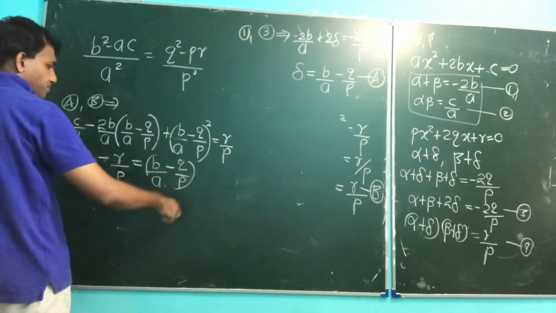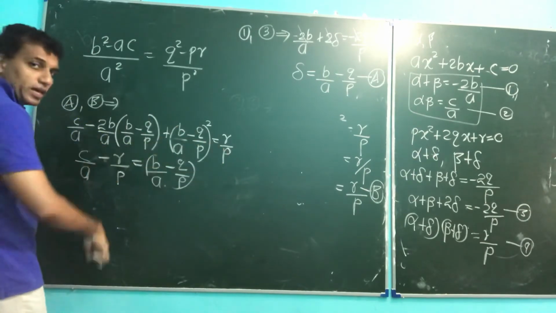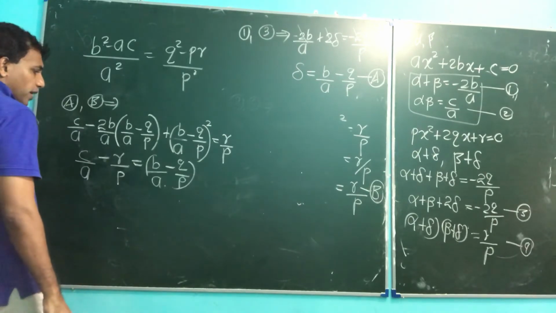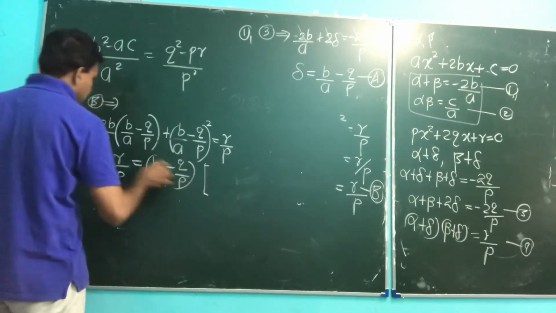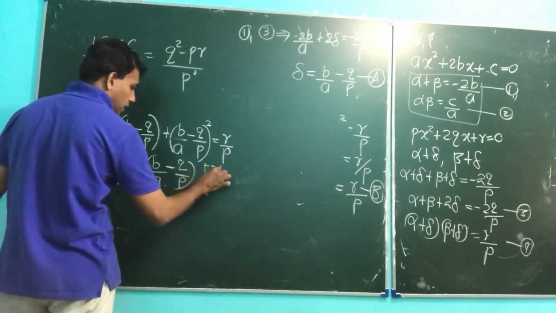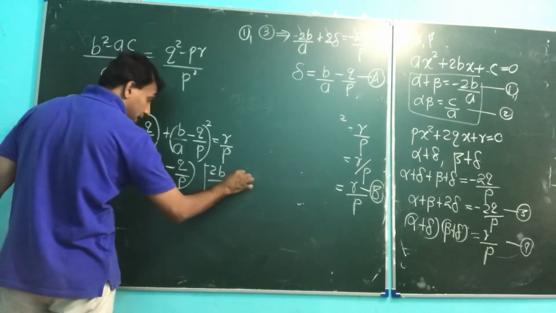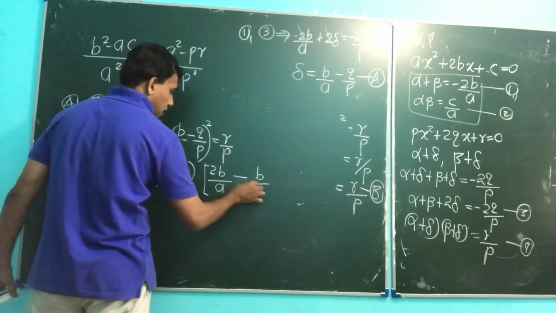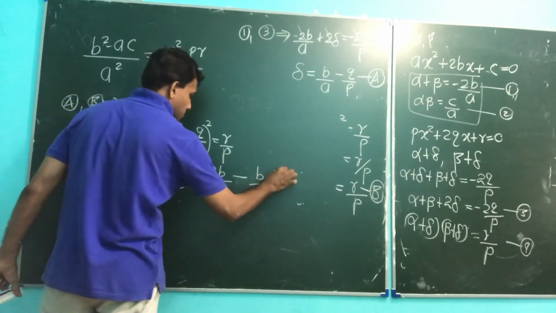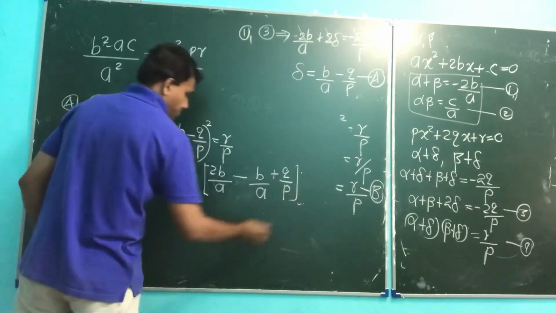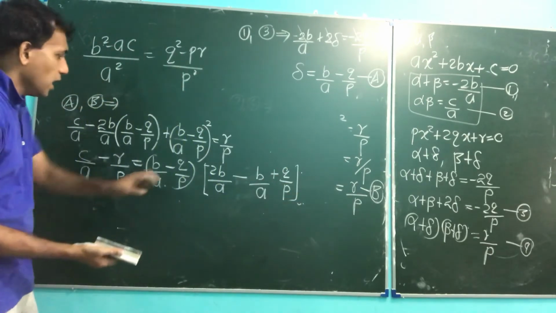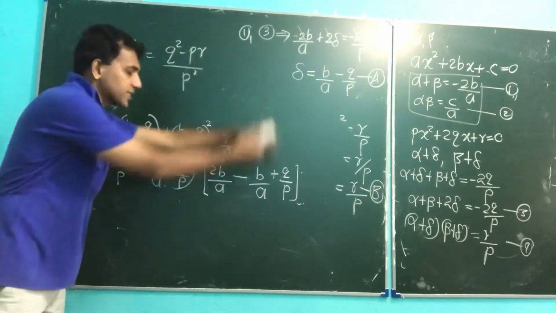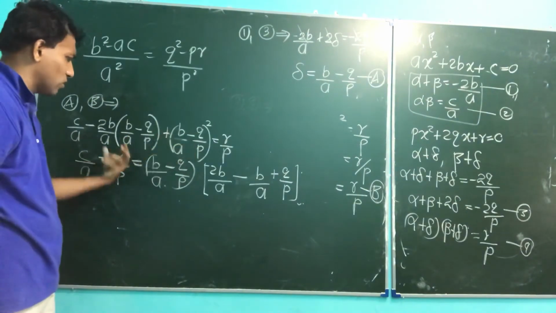Take that side, I took R over P here, right? And take this to the other side and take the B over A out. But the remaining here, 2B over A minus, see clearly, B over A plus Q over P. How the plus? So what happened here: I took the R over P to this side and everything else to that side. Or no matter, you can take from here also, no problem.